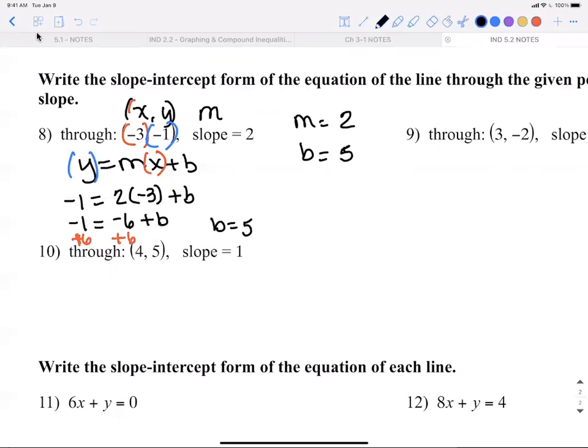Now I have my m and my b. This is all a lot of work, but I'm still not to my answer because what did my instructions tell me? Write the slope intercept form. So this was just all of the work to get the m and the b. Now that I have the m and the b, my actual answer is y equals mx plus b, plugging in my m and my b.